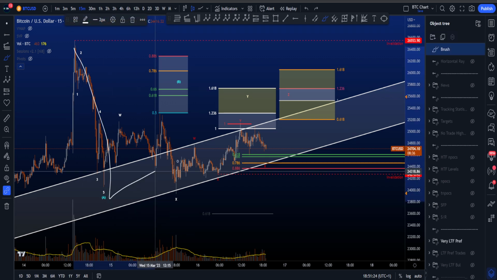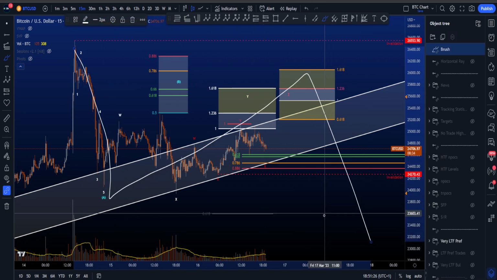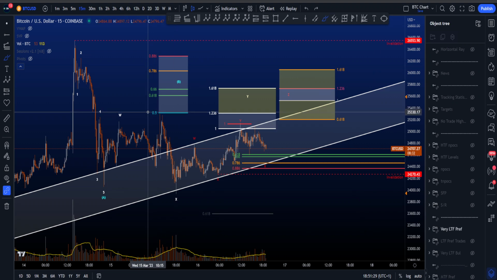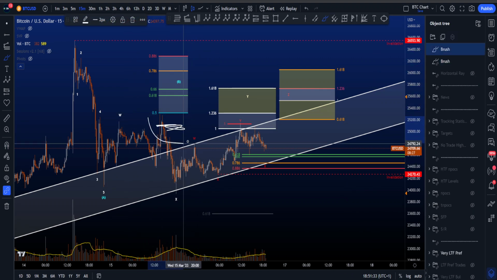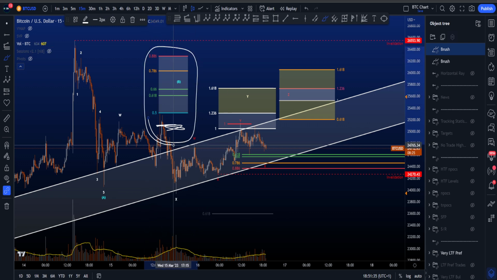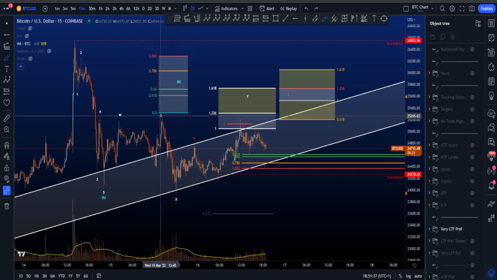So if this is an A, and this is then B, and then eventually we expect another C to the downside, wave B should end somewhere in this area, and then the 382 is here. So somewhere between the 382 and the 0.886, which it has done. It has hit the 0.5 perfectly fine.